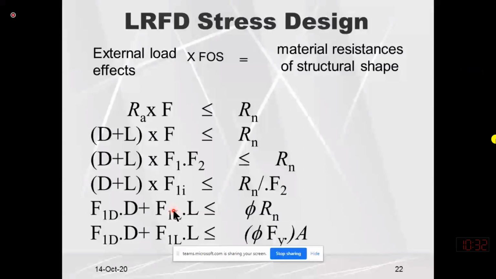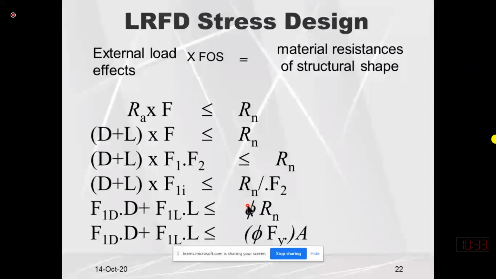And similarly, this phi value, which is the strength reduction factor, is also different, and it is given by the code. For example, this phi will be called phi sub t, meaning strength reduction factor for tension members or tensile loading. In case of yielding, it is 0.9. But in case of compression, this value will be 0.85. We will see that when we start the design phase. And this value is 0.75 if the failure occurs due to breaking or rupture.